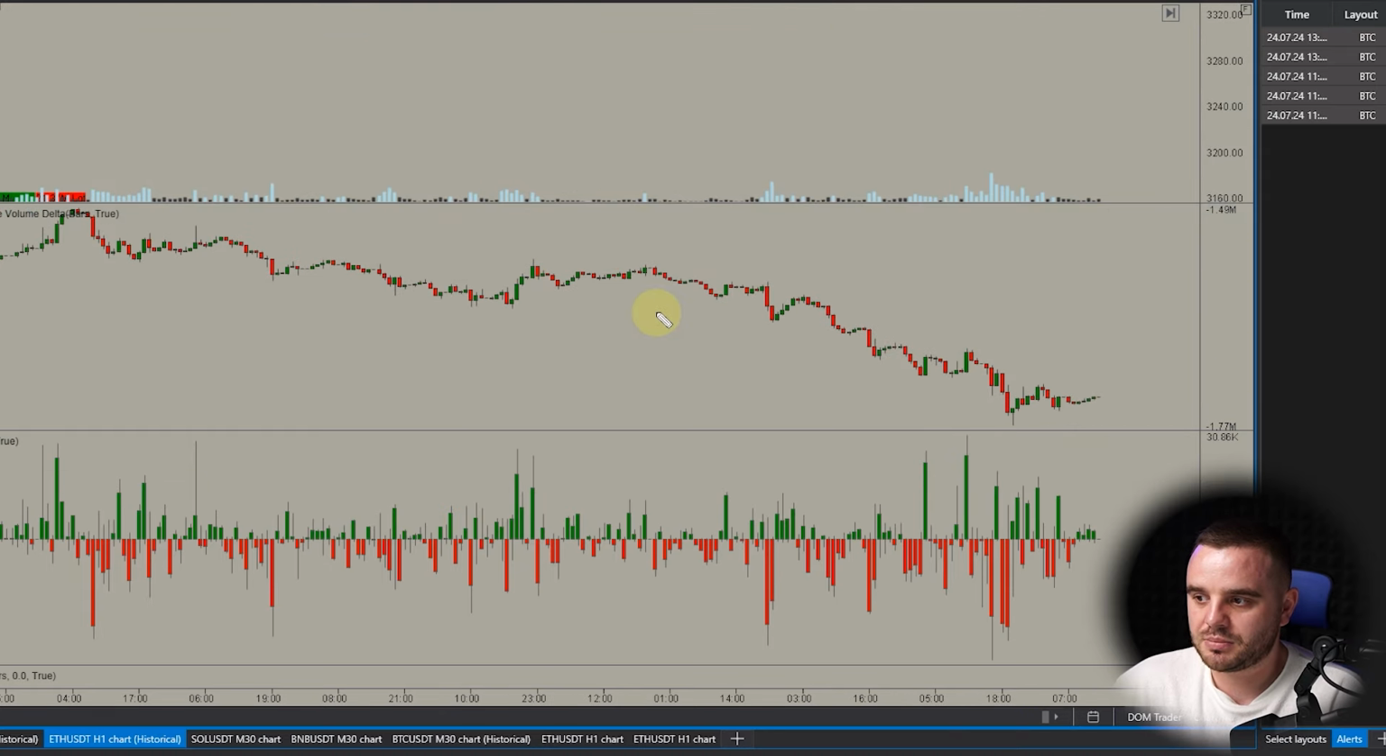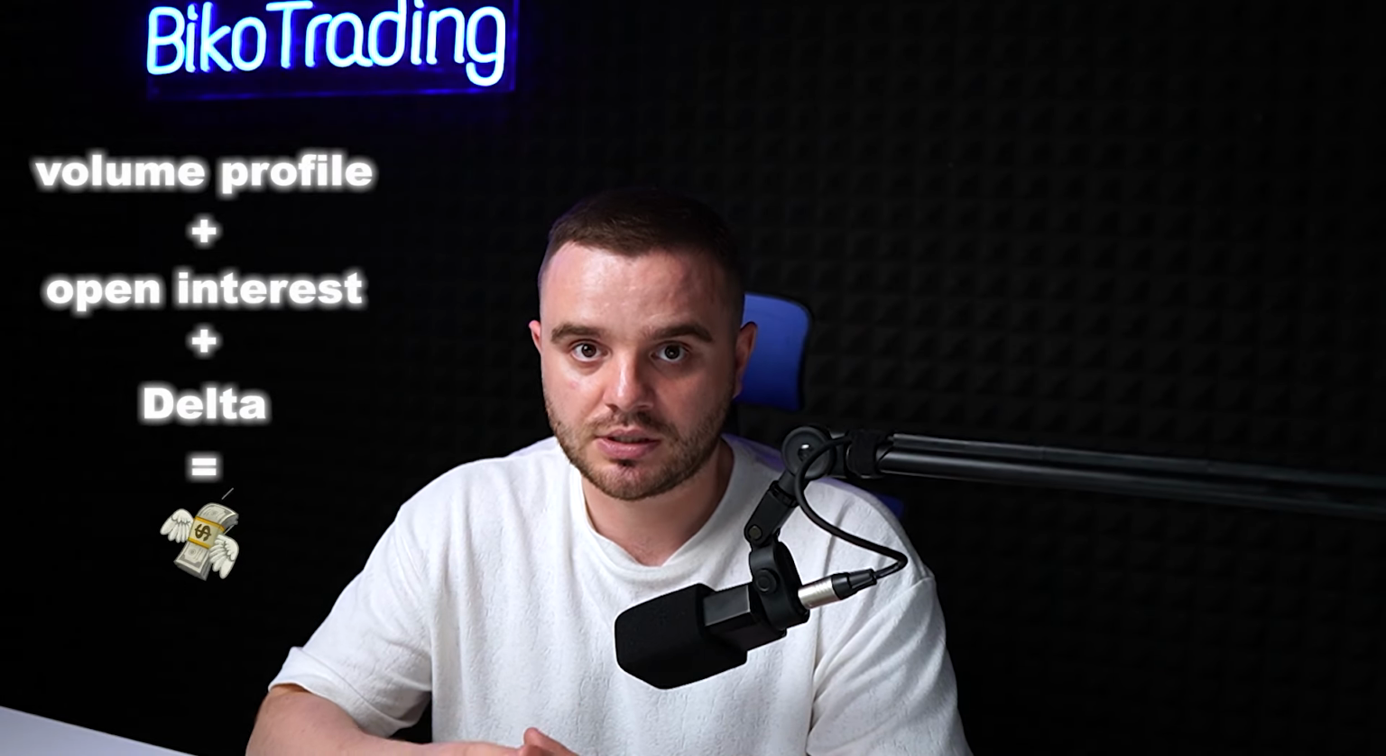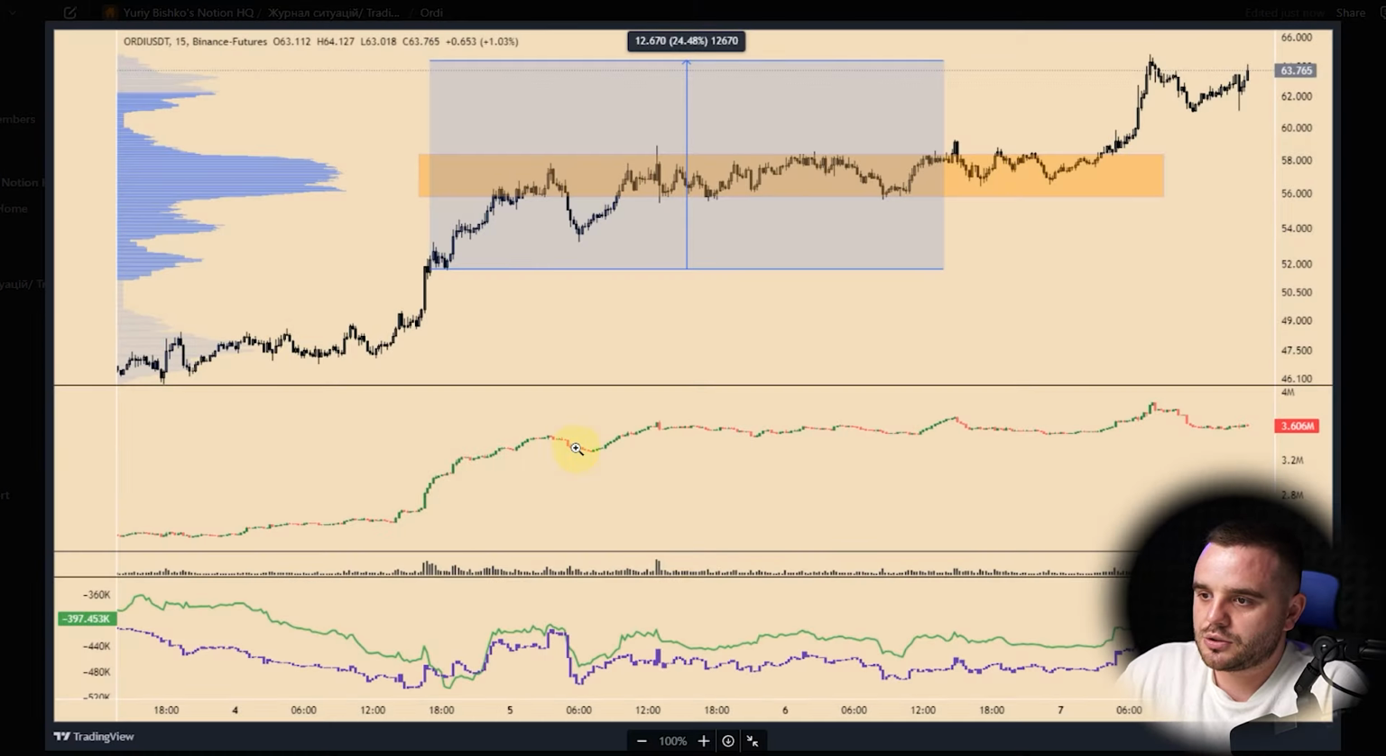For some people it's better to use cumulative delta, because in some cases, together with other order flow indicators, you can see big traps appear. But honestly, for me it's good enough to just use simple delta. As I shared with you, I use it with other indicators such as volume profile, open interest, and delta. I use all of them together as a whole united system. That's why I also recommend you use it as a whole system.